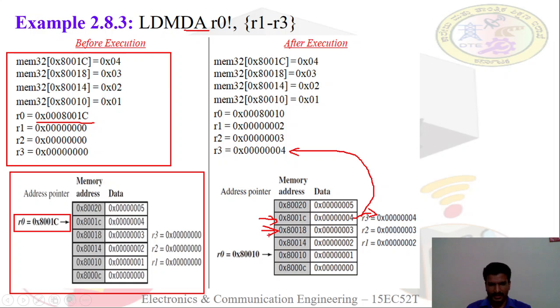Now the memory location is 80018. In that memory location 3 is present, so this 3 is moved to the R2 register. Again it decrements by 4. So now the address is 80014. In that memory location 2 is present, this 2 is moved to the R1 register. So after load again it will decrement by 4. So now the end address is 0x80010. So here there is one question: why at this particular location is R3 loaded, why not R1?